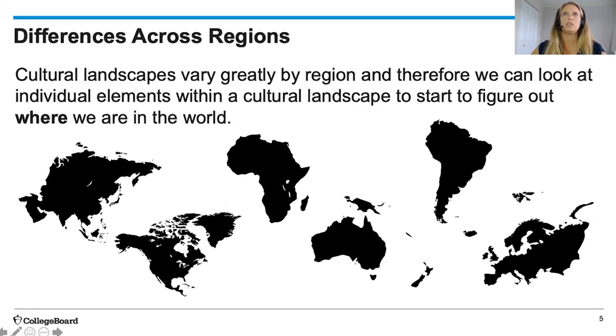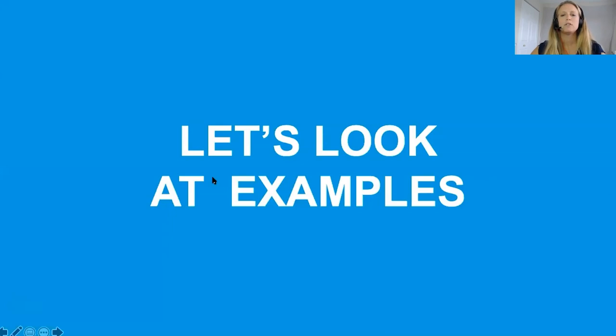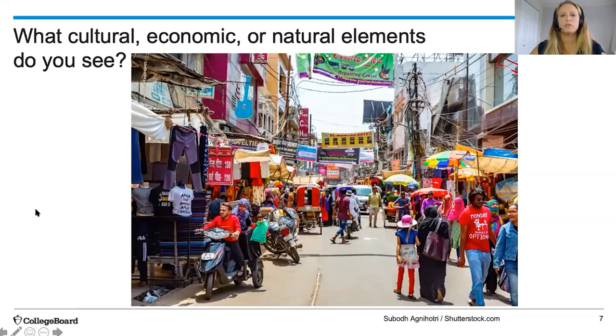We care about this because geographers are constantly studying differences all over the world. So cultural landscapes allow us to compare cultures and the landscape across regions. And a lot of what we're going to be doing with a lot of the photo analysis in this video and the next video are practicing figuring out different regional elements. So let's look at some examples of what I mean. There's going to be a lot of pictures. So if you ever want to pause the video to look at it longer, you can.